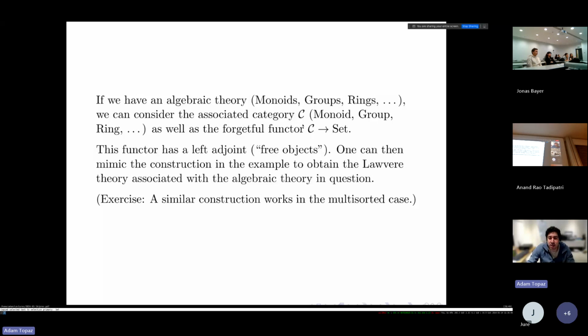By general nonsense, we know that such functors always have left adjoints. These left adjoints, in the case of groups, for example, is just a functor that sends a set to the free group on that set. And once we have this functor and its left adjoint, which is unique up to isomorphism, we can mimic the construction that I went through in the first example to construct the Lawvere theory associated to that algebraic theory. And I put a little exercise here in case anyone wants to figure out how to do this in the multi-sorted case. It's possible to do, but it's not so straightforward.